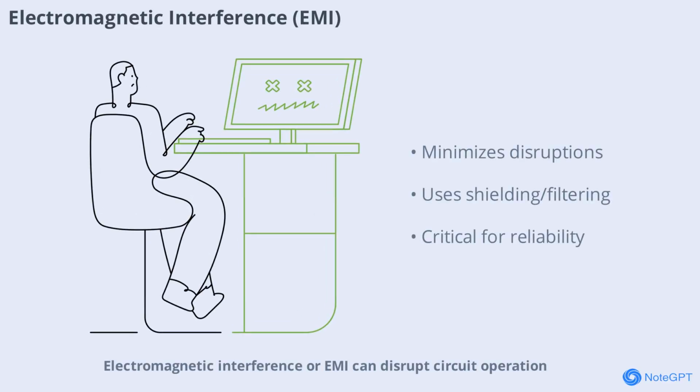Electromagnetic interference, or EMI, can disrupt circuit operation. It's caused by unwanted electromagnetic signals from nearby devices or components. Designers use shielding, filtering, and careful layout to minimize EMI and ensure reliable performance. Understanding EMI is especially important in sensitive applications like medical or communication devices.